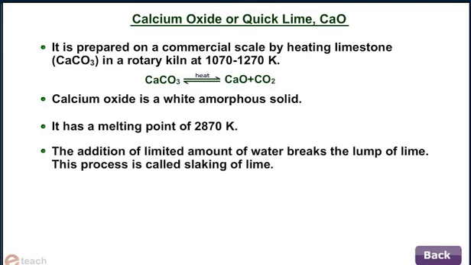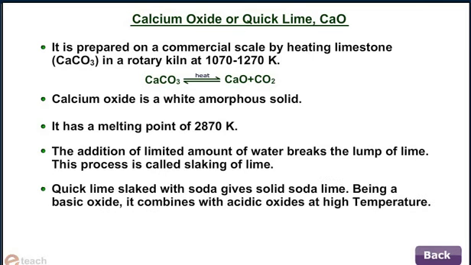The addition of a limited amount of water breaks the lump of lime. This process is called slaking of lime. Quicklime slaked with soda gives solid soda lime. Being a basic oxide, it combines with acidic oxides at high temperature. CaO plus SiO2 gives CaSiO3, and 6CaO plus P4O10 gives 2Ca3(PO4)2.